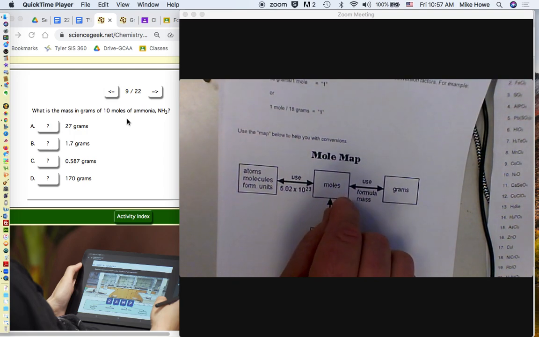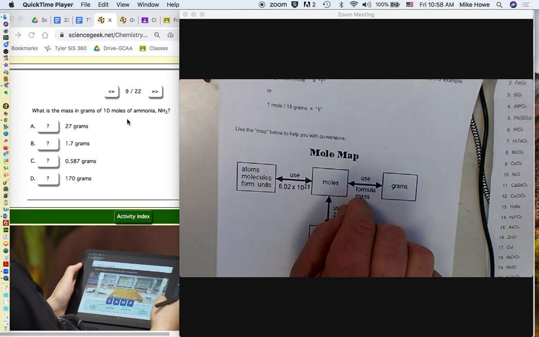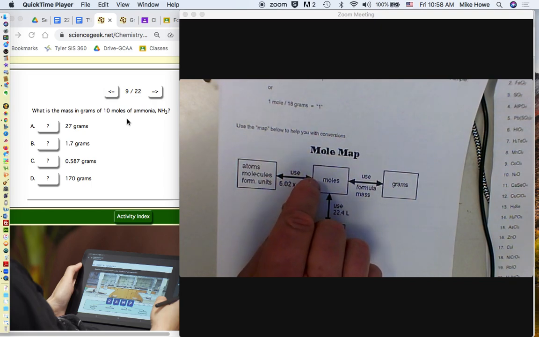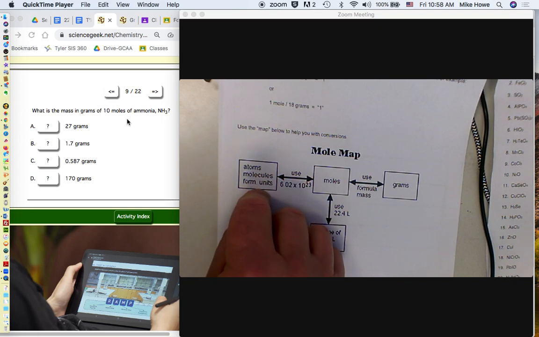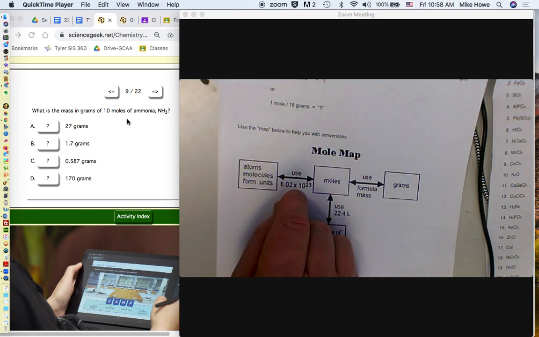The way this map works is that anytime you're transitioning from moles to grams or from grams to moles, you're going to use the formula mass in some way. You will remember, I hope, that formula mass is what you get when you add up the formula weights on the periodic table. Going further, not relevant to this problem, but if I wanted to go from moles to particles, like atoms or molecules or formula units, then you will always use the 6.02 times 10 to the 23rd definition of the mole. That's how many things are in a mole.